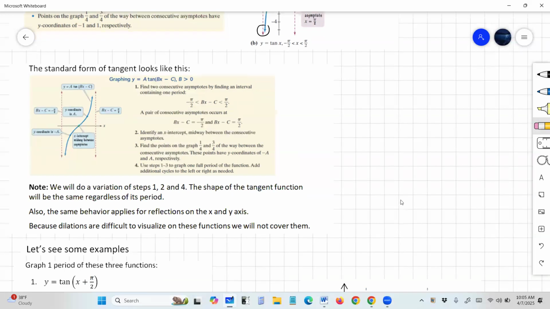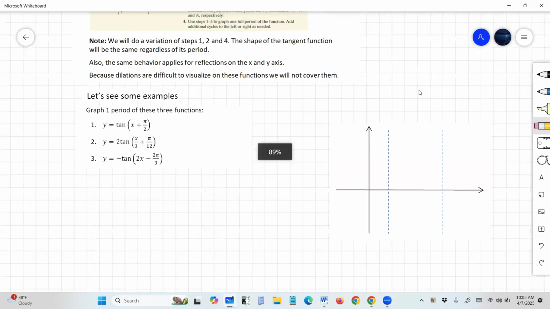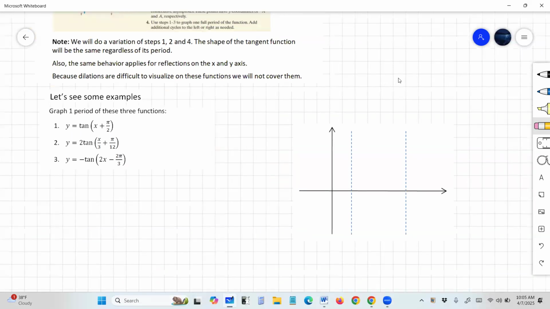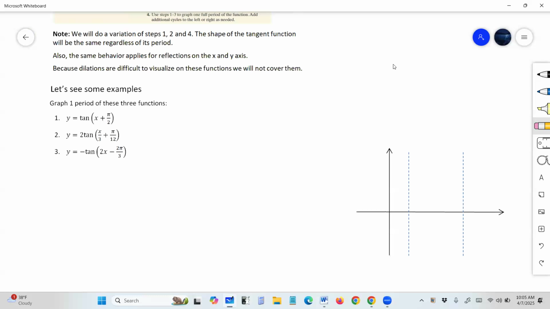I have 3 examples here, and once you do one, everything is the same. So let's do the first one. We have to determine whether the value of A is positive or negative. In this case, there's an invisible 1 here, so it's positive. So the tangent is exactly the same as you've seen before.